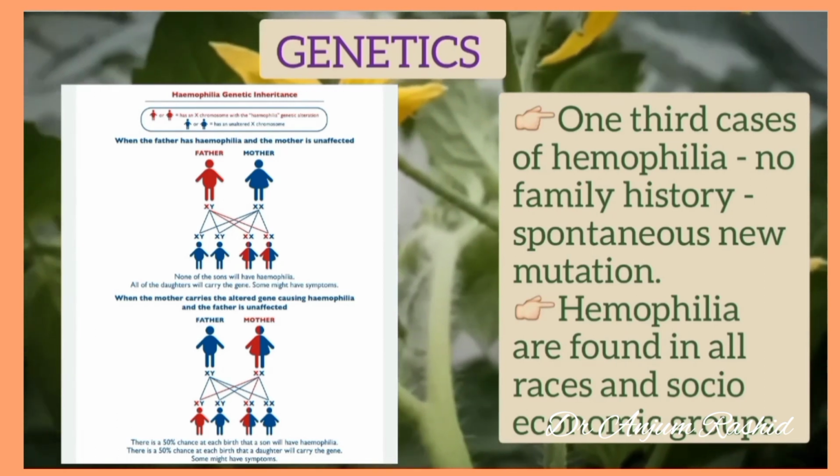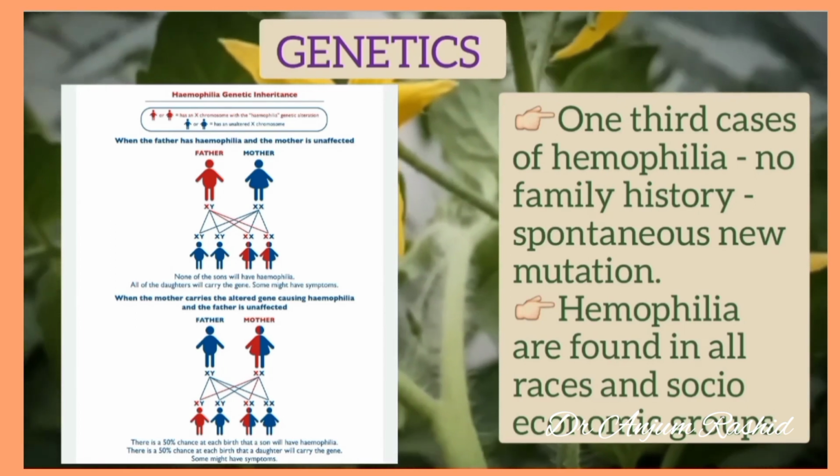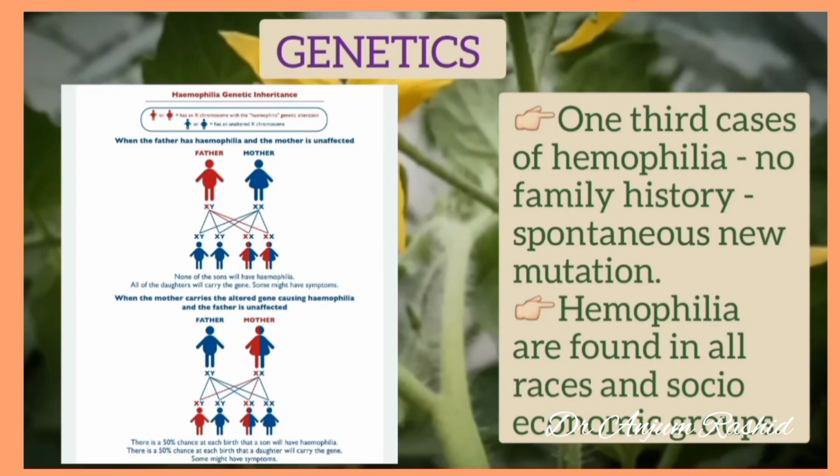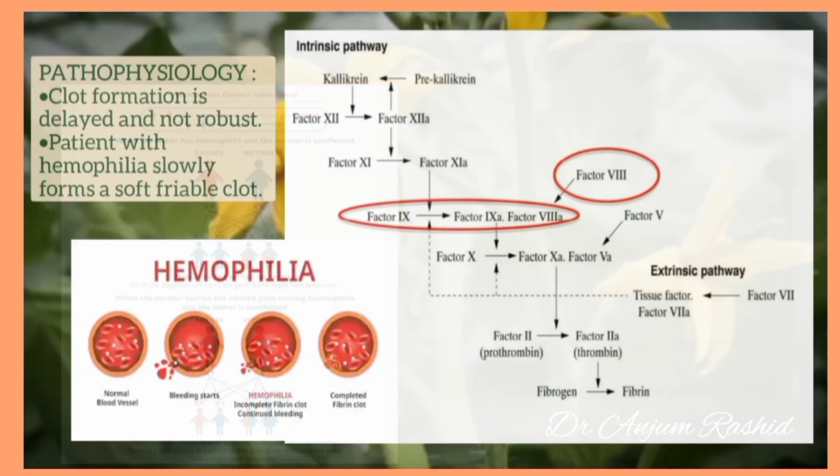Now, in 1/3 of cases of hemophilia, there is no family history. In these cases, there is a spontaneous new mutation. Hemophilia is found in all races and socioeconomic groups.